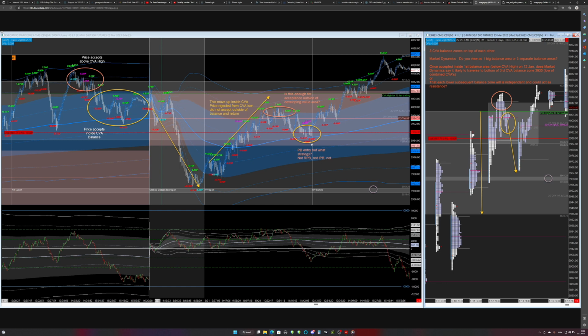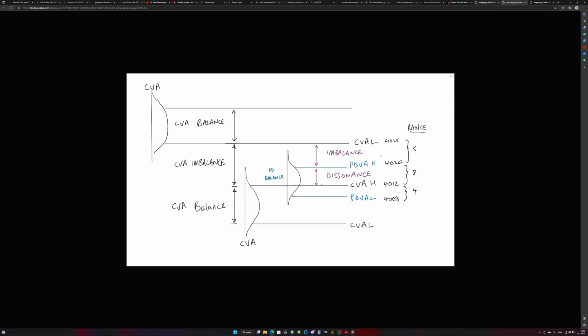But when you get this reading properly, you have an even stronger thesis, a stronger read on the market. And so this is the CVA imbalance from this CVA, previous day balance. And you have imbalance to the CVA value area low, CVA.